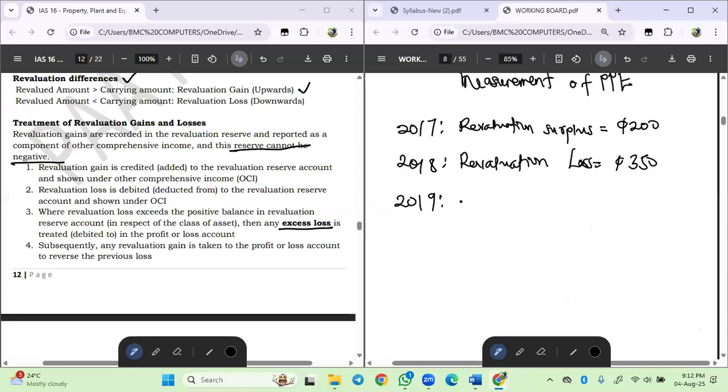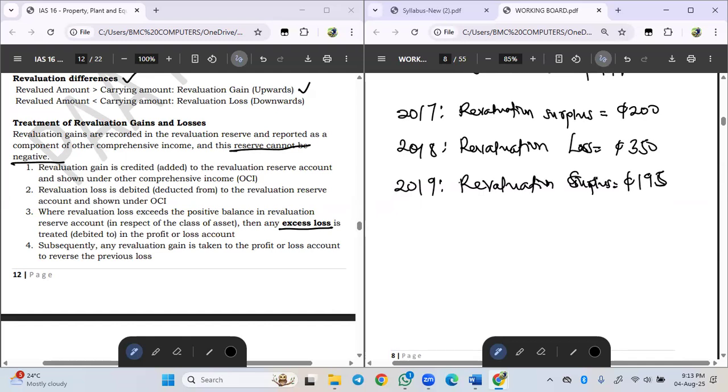Now, 2019, you got a revaluation surplus of 195. Now, this is what you are going to do. So the explanation or the treatment here, this is what it means.